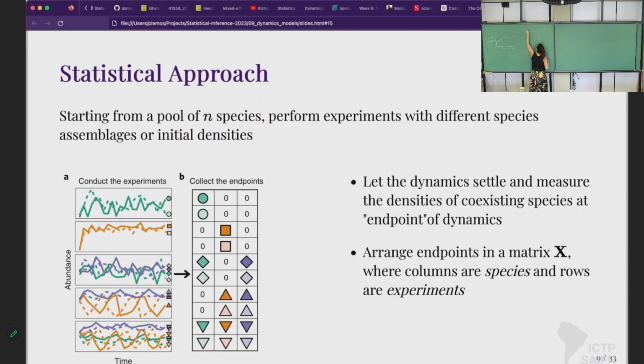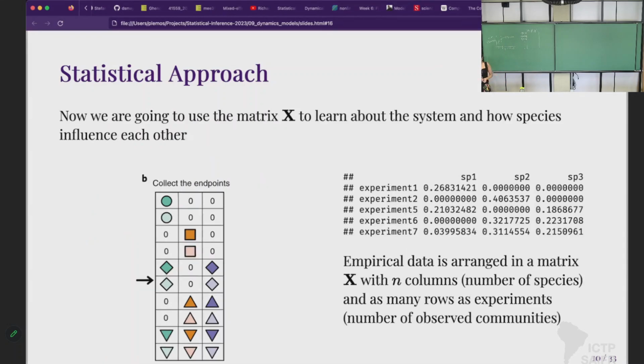Here we're going to have the abundances of your species. Your columns are your species, and your rows are your experiments. You can have experiment one, replicate one, then replicate two here, then experiment two, replicate one, and so on. So this is the structure of the data that we're looking at.